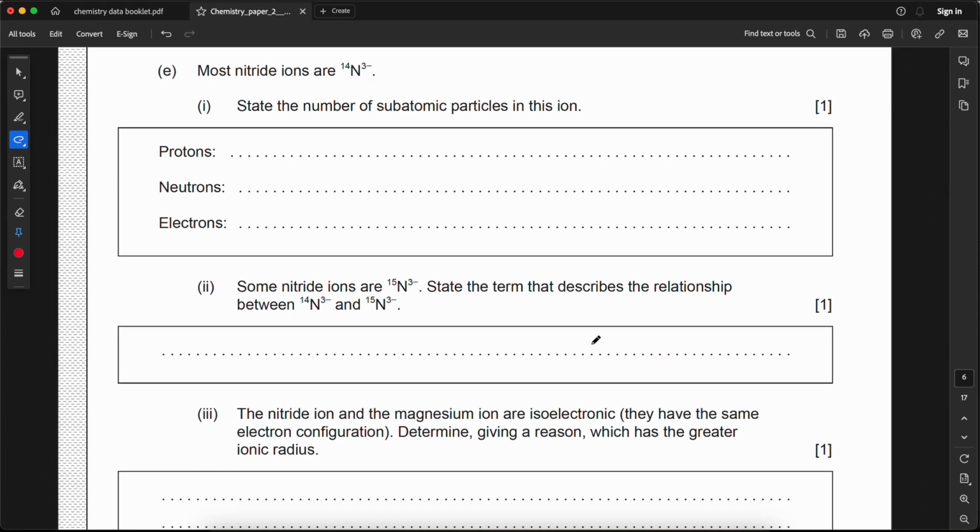Most nitride ions are N-14 3 minus. State the number of subatomic particles in this ion. In N-14 3 minus, 14 is the mass number, and the atomic number is 7, so the proton number will be 7, the neutron number will be 7, and electrons will be 10 because there are 3 extra electrons. This is 3 negative.